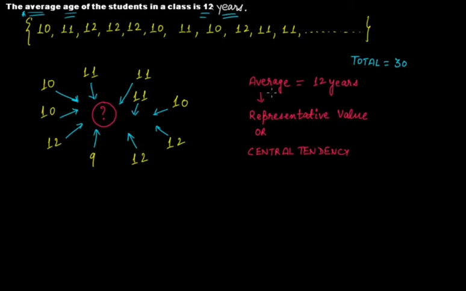The representative value, in this case the average, 12 years, represents this set of data, or the values contained in this set. This value is representing this particular set of data, and that's what central tendency is. You can quickly think that if the average age is 12 years, the central tendency in this set of data is 12 years. It means that most of the students are somewhere around 12 years of age.